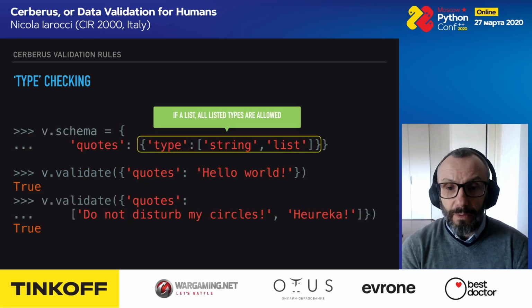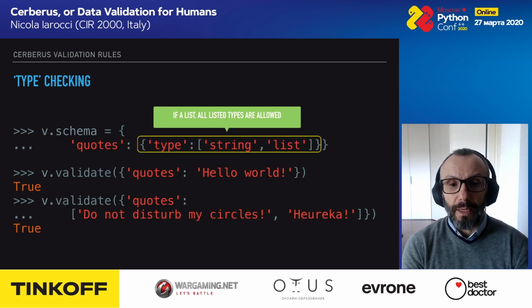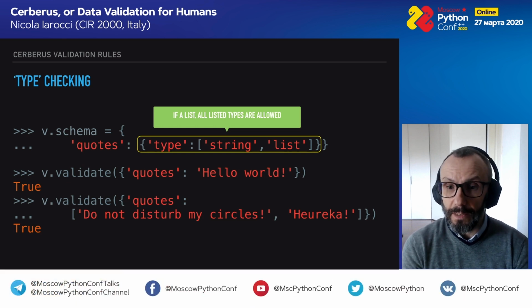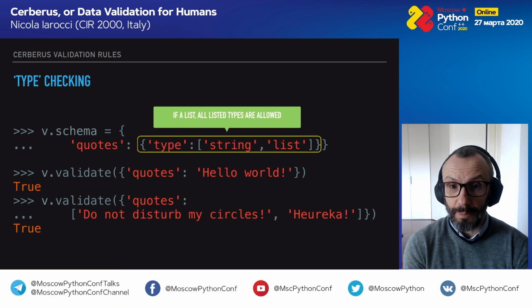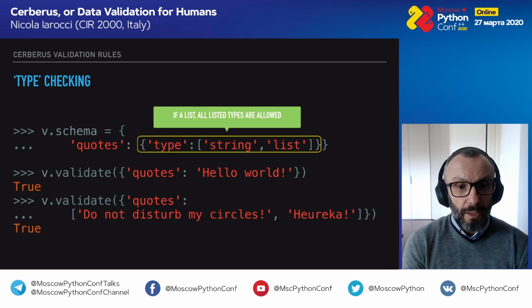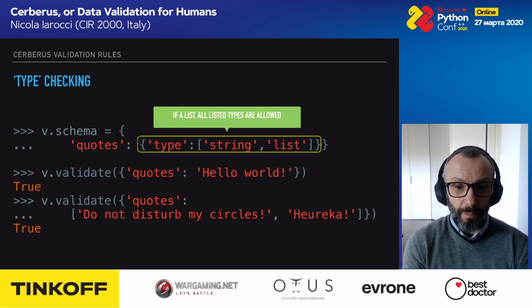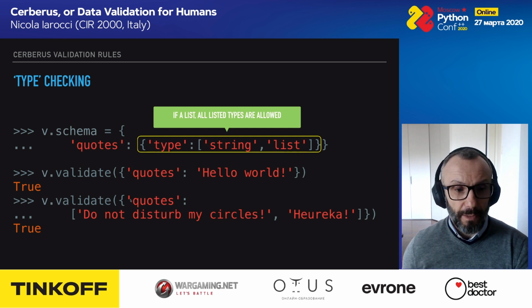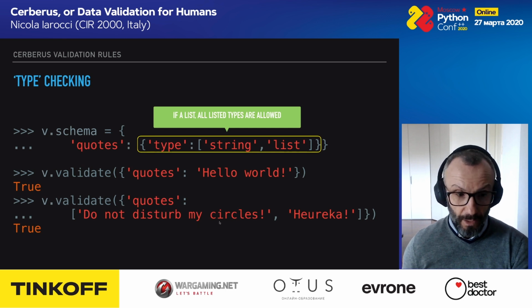What I find very interesting is that you can actually say that a field can be of different types. You just provide a list with a number of types. And so in this example, the quote field can be a string, but can also be a list. And this is very useful for a quote field, because as you can see here, the first document has just a single quote, but the second document has a number of quotes provided as a list. Validation is valid for both.